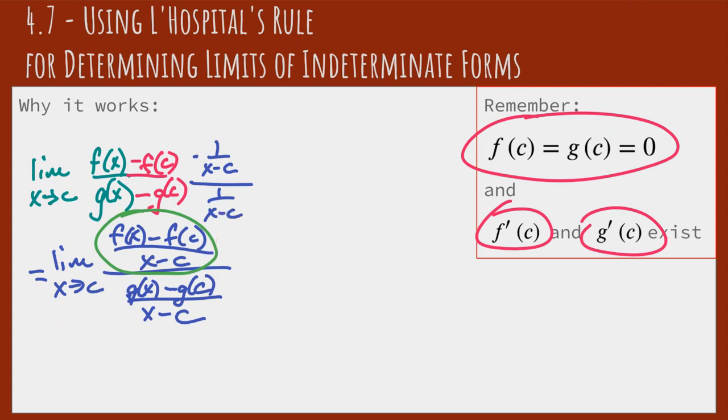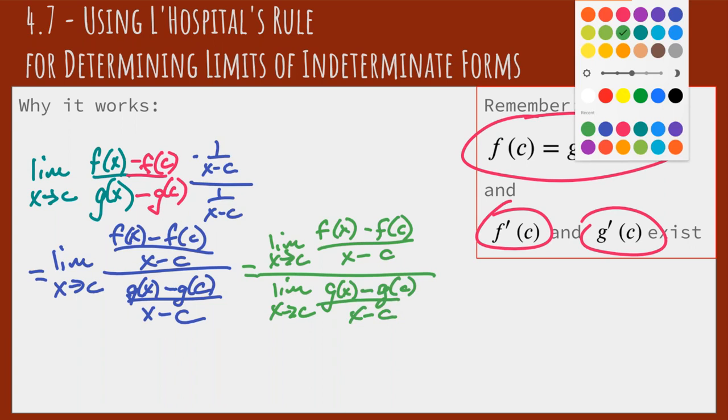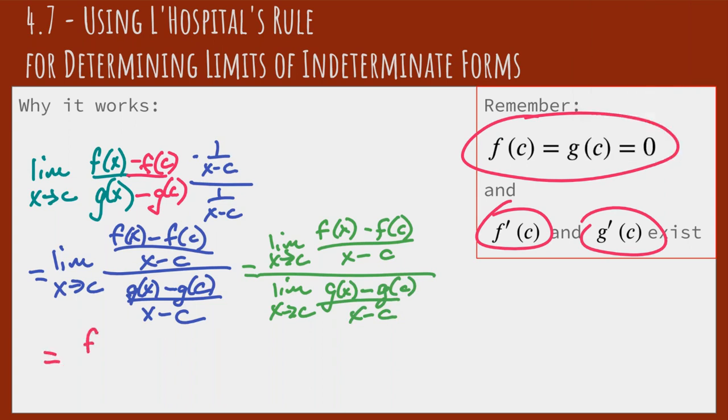And our limit rules say that we can separate this as the limit as x approaches c of f of x minus f of c over x minus c, go ahead and write it out here, over the limit as x approaches c of g of x minus g of c over x minus c. And each of those is the definition of the derivative at the point x equals c. This looks a little bit different than the definition that I showed you. The definition looked like this.